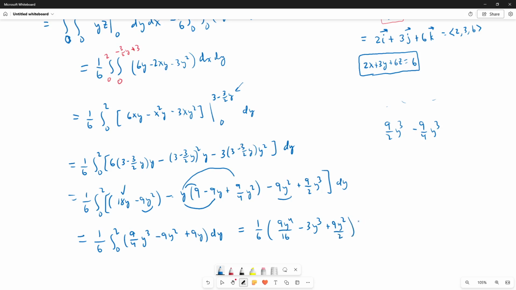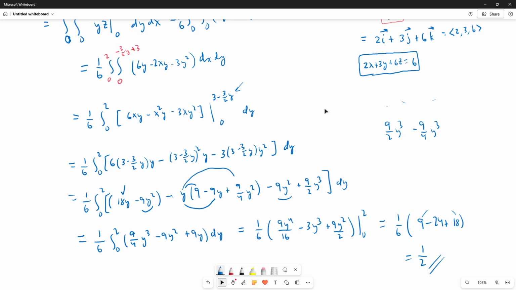Okay, the antidifferentiation is done. Plug in the numbers. When you plug in 0, you'll get 0. Plug in 2, and we get an answer. 1/6 times 2 to the 4th is 16. Canceling the 16, giving us 9. That was nice. Minus 2 cubed is 8 times 3 is 24. Okay. Plus 2 squared is 4, divided by 2 is 2. 2 times 9 is 18. And this is 27 for the two positives. Minus 24 is 3. 3 over 6 is a half. Whew. All right. The triple integral is a half.